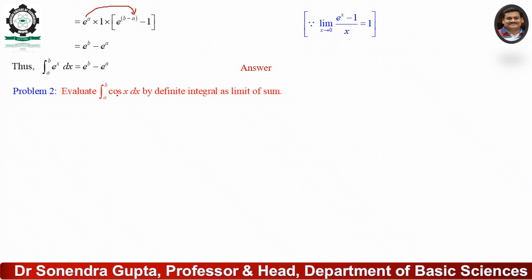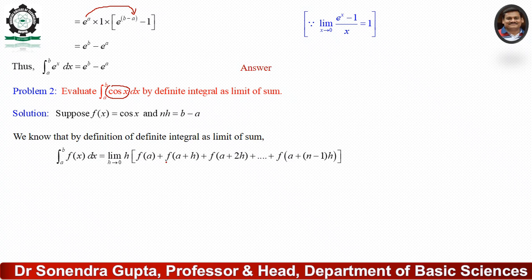Evaluate the integral a to b cos x dx by the definite integral limit of sum. Here f of x is cos x and nh is again b minus a. So we can write nh equal to b minus a, and we apply the definition of the definite integral as limit of sum. So f of a is equal to cos a, f of a plus h equals cos of a plus h, f of a plus 2h equals cos of a plus 2h, up to f of a plus n minus 1 h equals cos of a plus n minus 1 h.